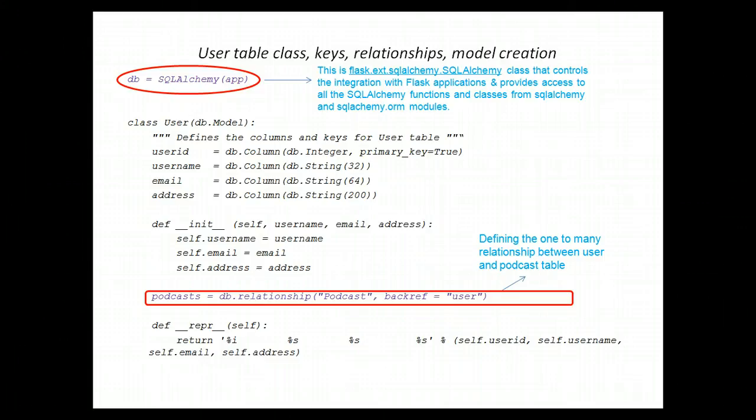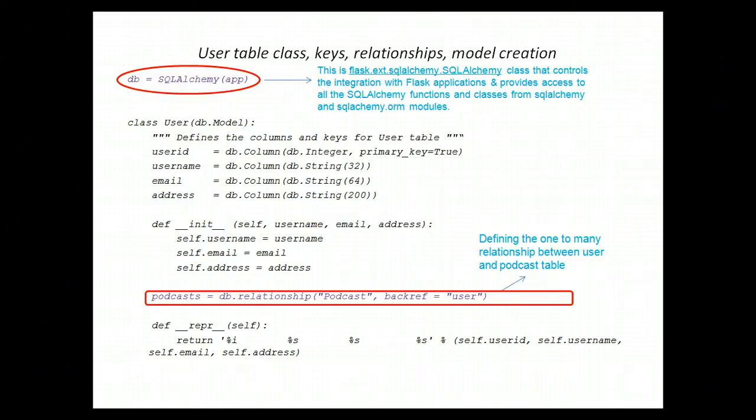So you want to define two tables, user and podcast. For the first table, we want to define our object-oriented model, and it inherits from db.model, and this db.model is pretty much the same thing as the declarative base class of SQLAlchemy. And then we define the tables.